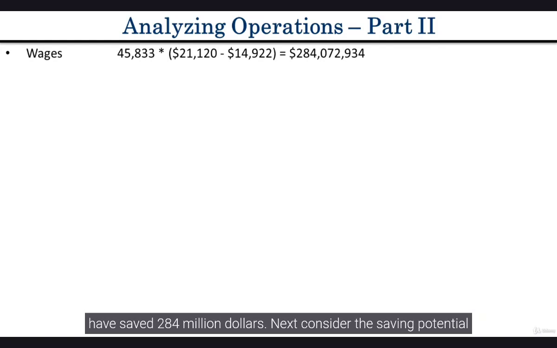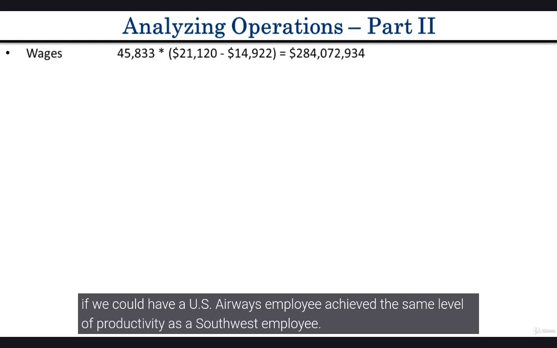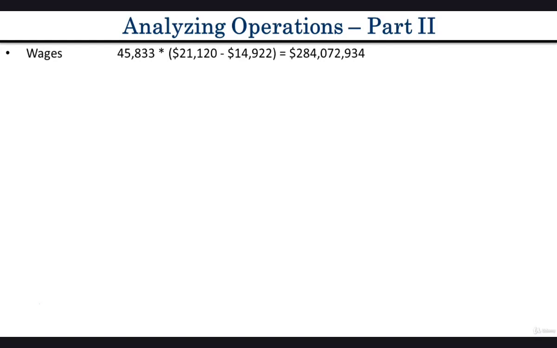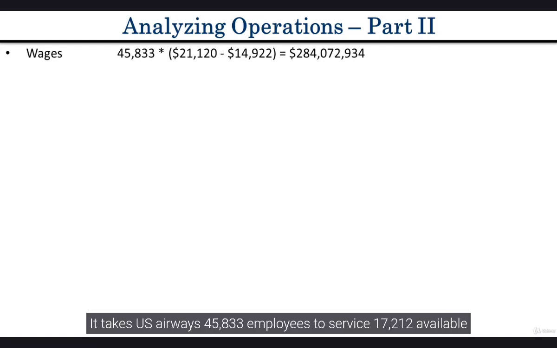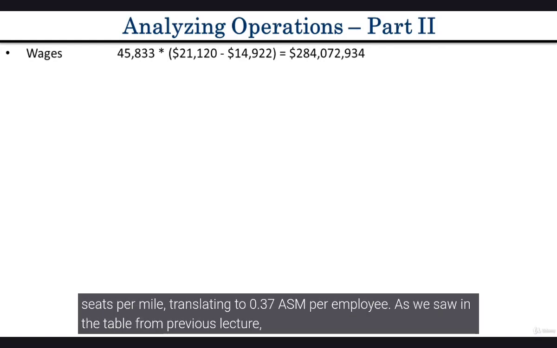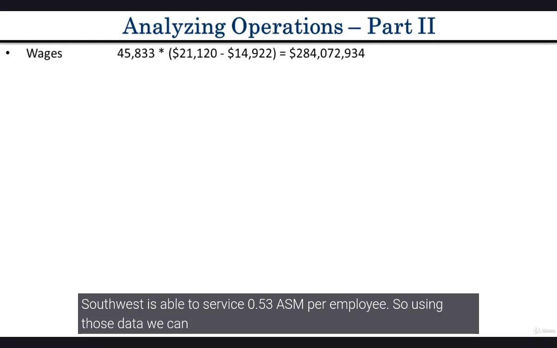Next, consider the saving potential if we could have a US Airways employee achieve the same level of productivity as a Southwest employee. It takes US Airways 45,833 employees to service 70,212 available seat miles, translating to 0.37 ASM per employee. As we saw in the table from the previous lecture, Southwest is able to service 0.53 ASM per employee.